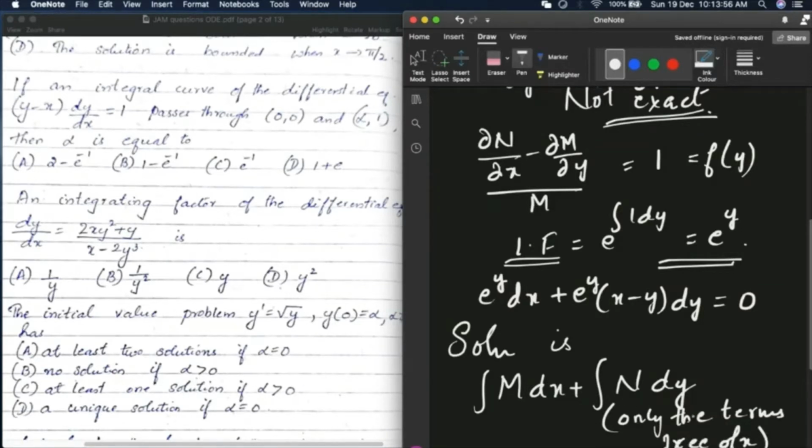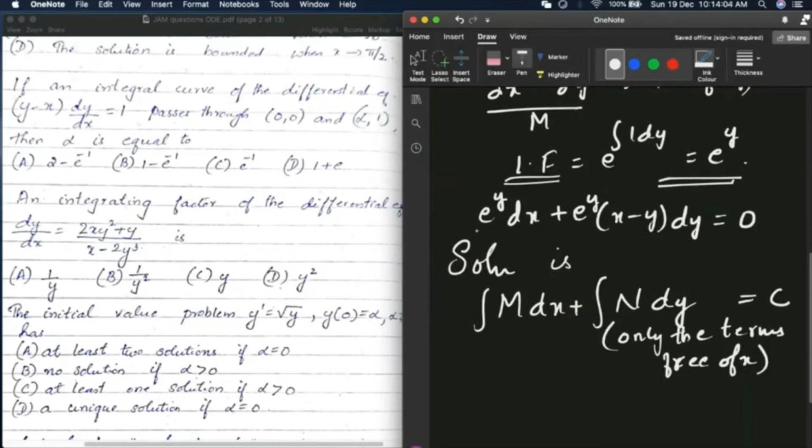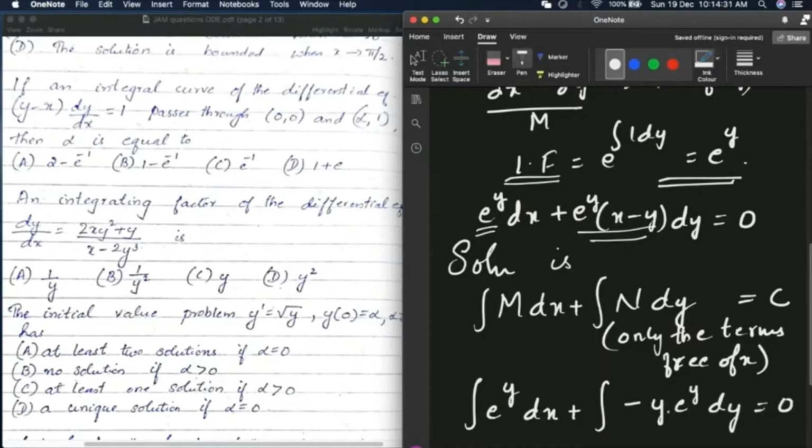From N, you have to take only the terms which are free of x, which is equal to c. This will be the solution. So this is my equation now. This is my M, this is my N. From N, you have to take only those terms which do not contain x. So here it will be e raised to y dx plus, in this there is only one term which is not containing x, which is minus y e raised to y dy. The x term you will have to ignore.